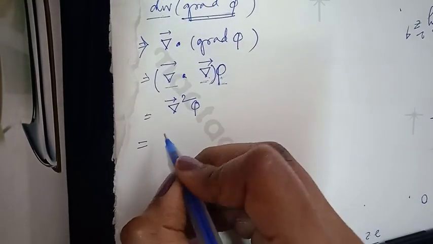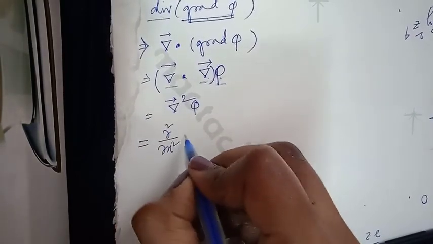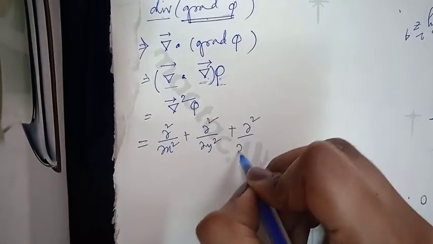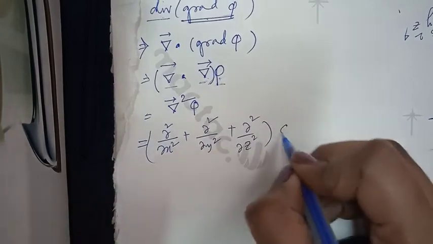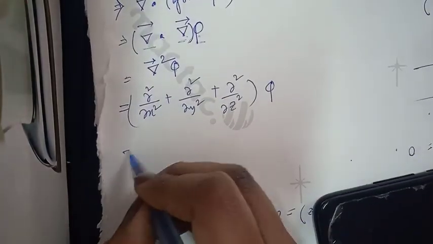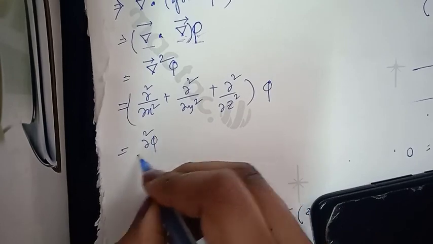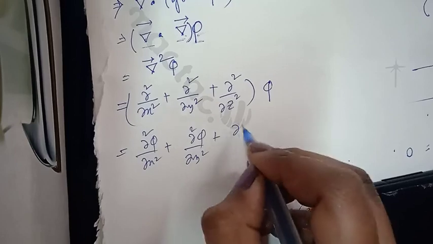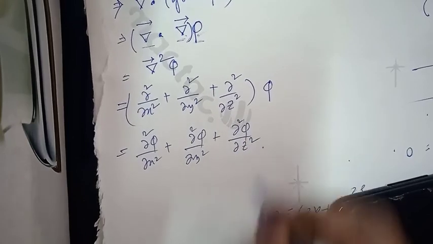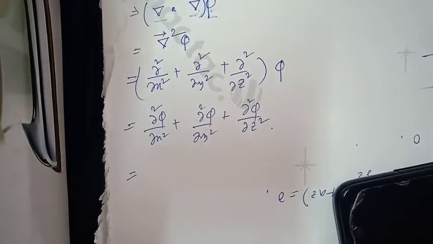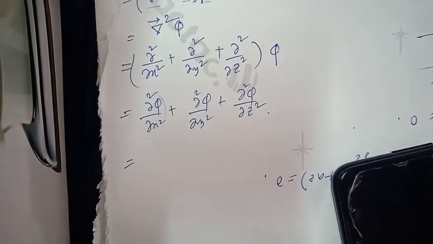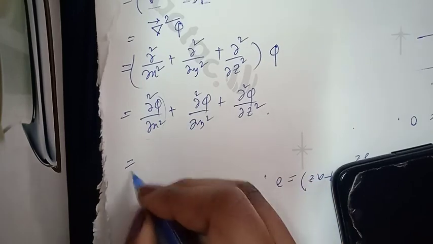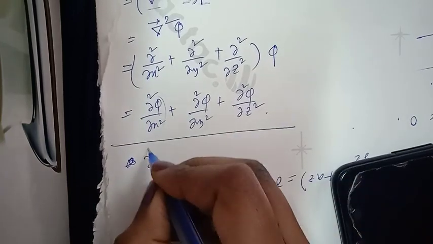We already calculated it. That was del 2 del x2 plus del 2 del y2 plus del 2 del z2 over phi. Okay, that means open the bracket, del 2 phi del x2 plus del 2 phi del y2 plus del 2 phi del z2. Now what is the value of del 2 phi del x2? Calculate it. Phi is 2x cube y square z to the power 4. Calculate it over side, then put it over here.